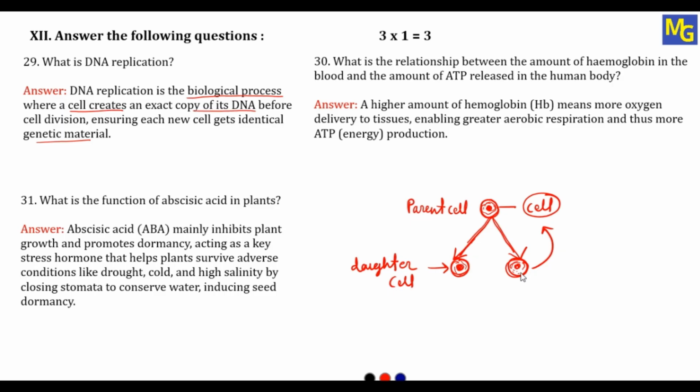So this was the answer for question number 29. Now we will see question number 30. Question 30 is, what is the relationship between the amount of hemoglobin in the blood and the amount of ATP released in the human body?